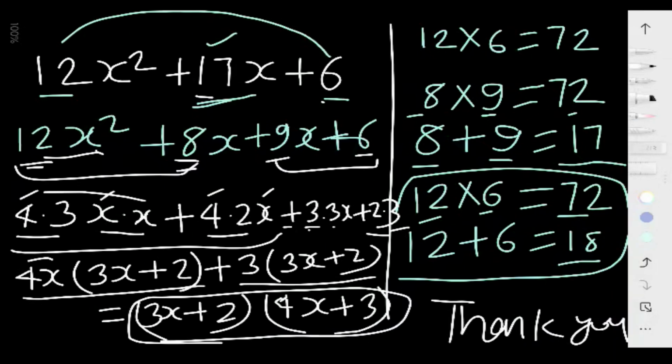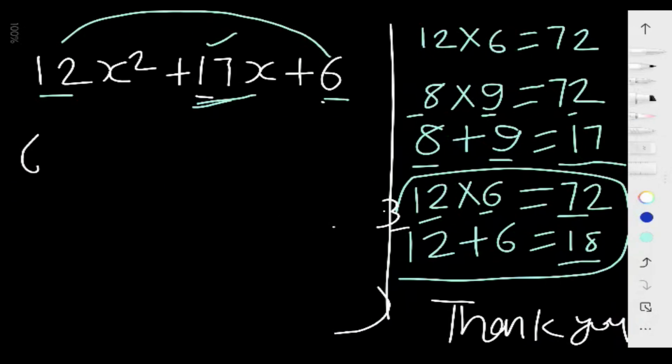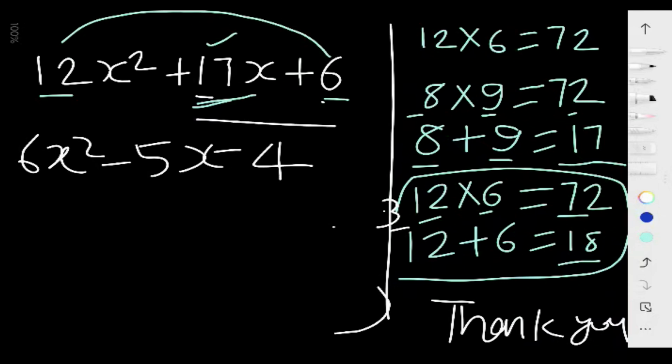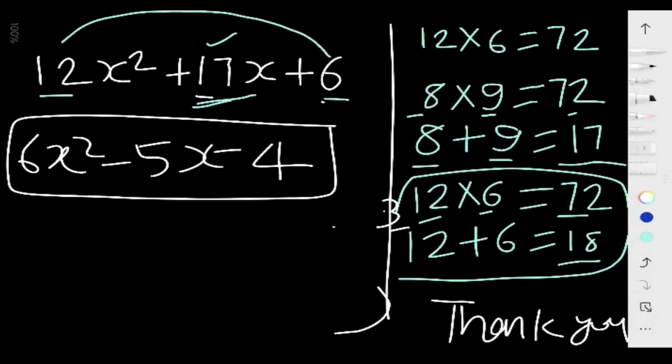I will give you the next question. Please solve this one: 6x squared minus 5x minus 4. You have to solve this one with minus, minus only. So you have to find the common factors with the same method.